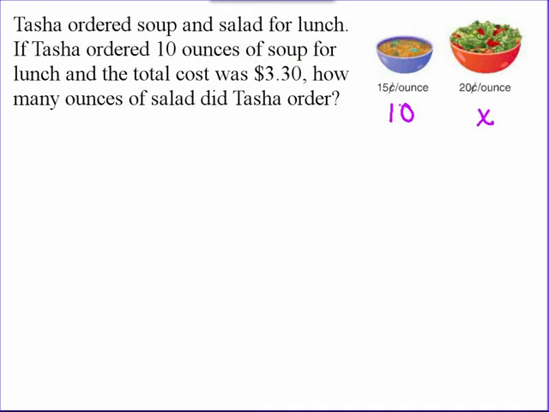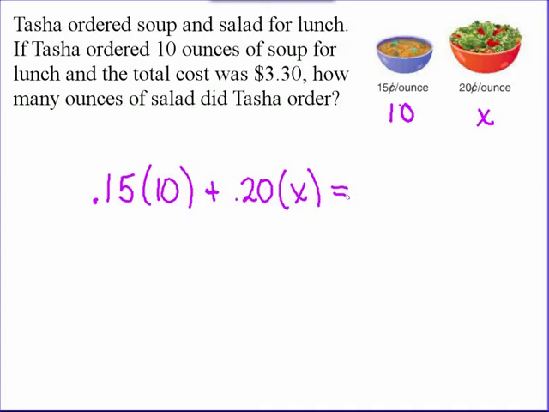And so now what I'm going to do is multiply those. 15 cents an ounce is 0.15 times 10. I'm going to add that to 0.20 times X, and that will equal what? $3.30. So now, it's just a process of solving this equation. The hardest part of today's assignment is going to be writing the equations.